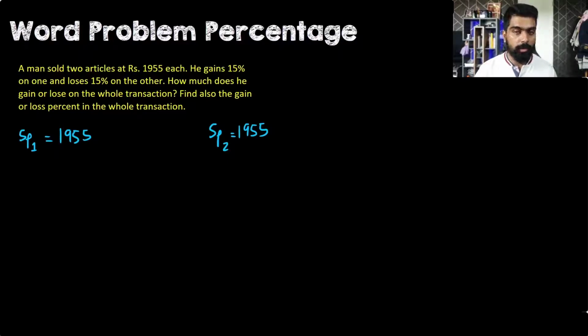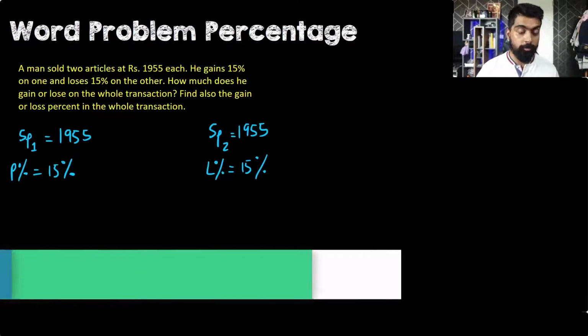On the first one, guys, he gains 15%, so profit percent is equal to 15%, and in the second one the loss percent is equal to 15%, right guys? Loss percent is equal to 15%. Now the question wants us to find the total gain or loss and the total gain or loss percent.